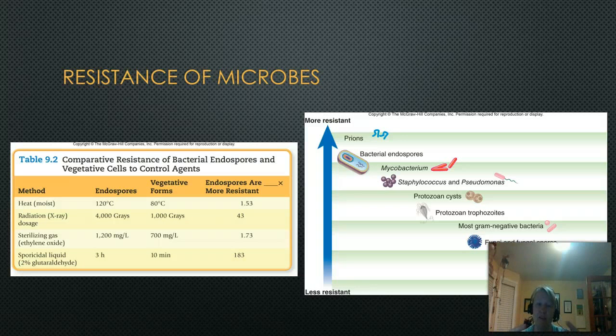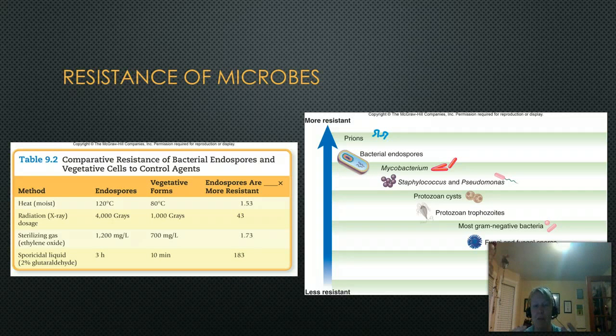Whereas bacterial endospores, mycobacterium, and staphylococcus, things like that, are much more resistant to methods than, for instance, gram-positive bacteria. So I want you to be aware of this chart and how it relates to things. And then take a look over here at the other chart, and you can see where it's comparing how much more resistant endospores are than vegetative cells to a variety of different methodologies. So pay attention to that.